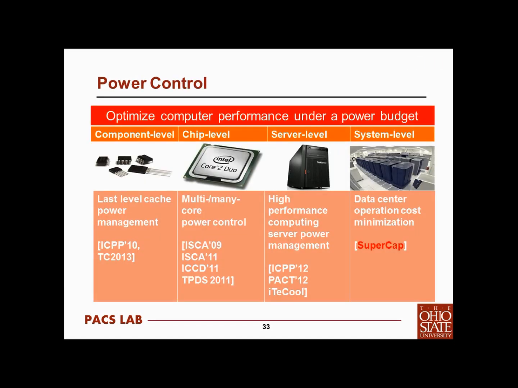Here we recap the whole talk. The root problem we are trying to solve here is to optimize the computer system performance and assign the power budget. We studied the problem on the component level, chip level, server level, and the system level. We use different characteristics on those different levels to leverage those special characteristics to optimize the performance of the system.